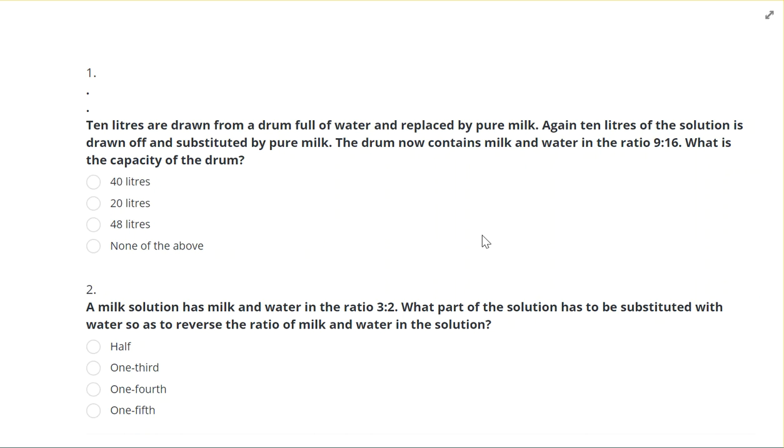10 liters are drawn from a drum full of water. So originally there was water and it is replaced by pure milk. Again 10 liters, so the operation is repeated. What is the capacity of the drum?